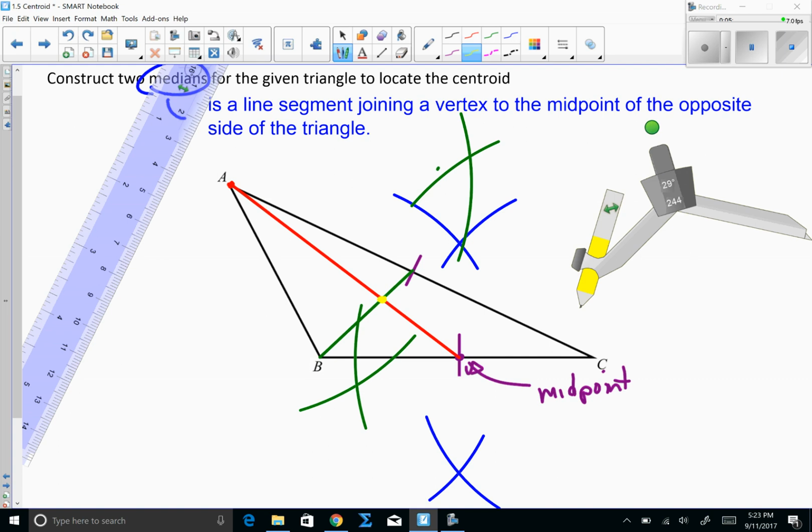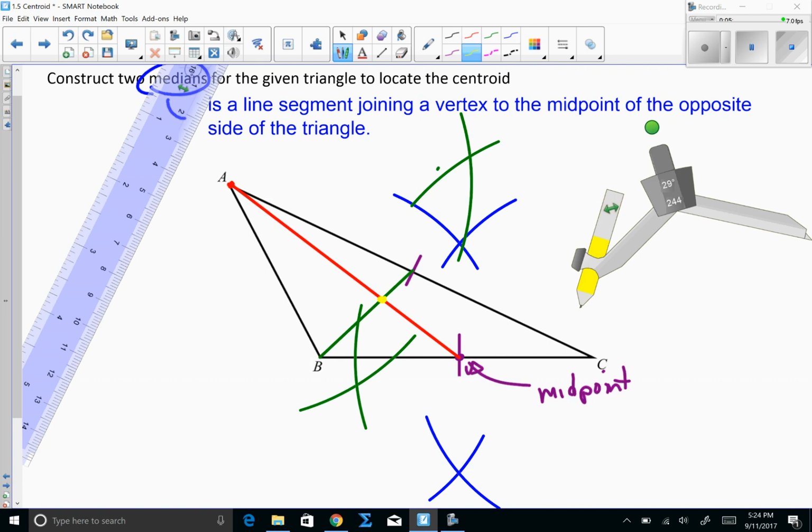Now again, you only have to do this for two medians in order to find this location. However, if you do have the time or the ability to create the third median, it is a way for you to double check. If you're not confident that you did the medians correctly, make a third median from C over to the midpoint of AB. That should run straight through this yellow point, which indicates that you definitely did it correctly. If you did it wrong, then those three lines will not intersect at the point that we just created. So it's a way for you to double check and clarify that you did it correctly.